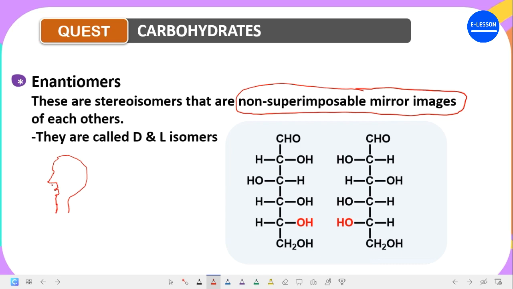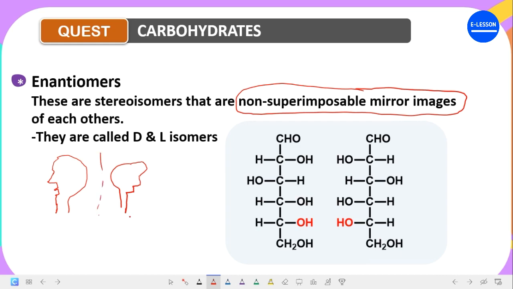I'm very bad at drawing. Now, let's assume this is somebody. What do you think would be the mirror image of that person? Something like this, right? It's an assumption. What's the mirror image? It means that this one will be facing this way, while this one will be facing this way. That is the mirror image of this person.